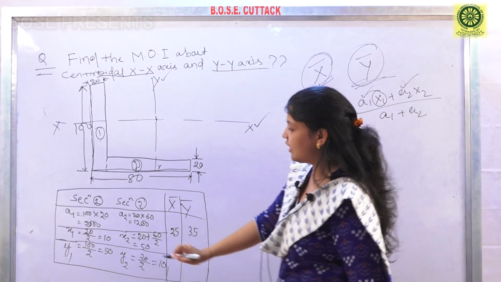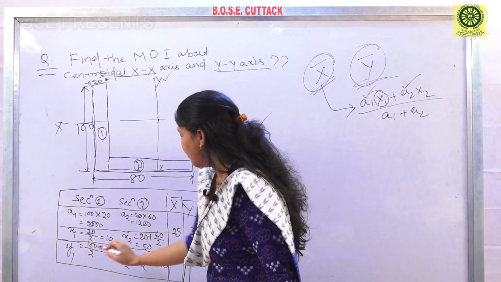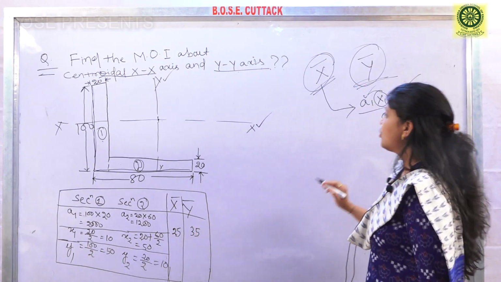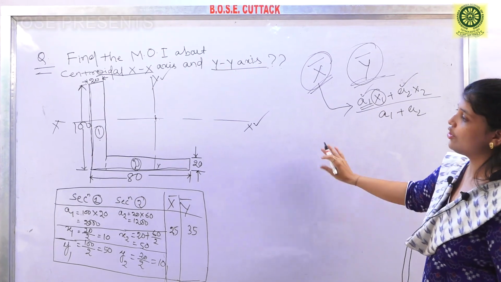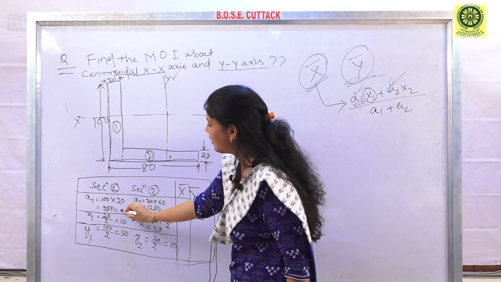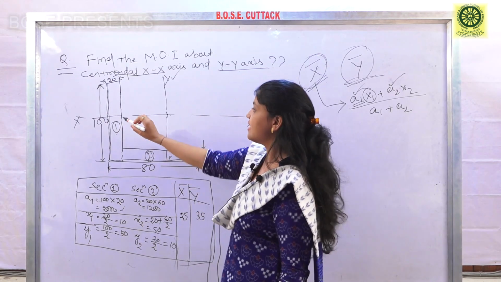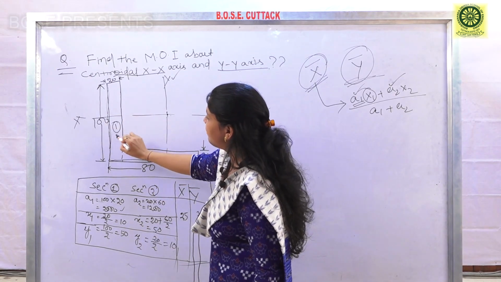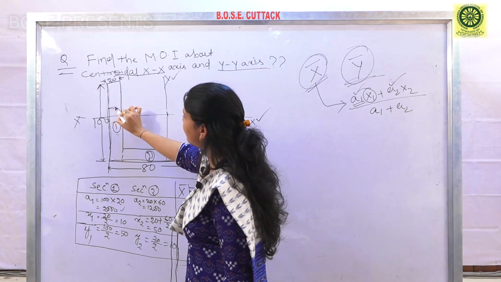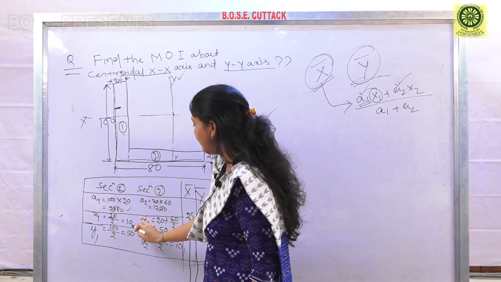In this table I have already mentioned the values of a1, a2, x1, x2, y1, y2 and then our x bar and y bar. So a1 is the area of section 1, that is the dimension of section 1, which is given, 20 into 100, that is 2000. Now what is the value of x1? x1 is the distance between the reference line and the midpoint of section 1 along the x-axis. So this distance will be 20 by 2, that is 10.